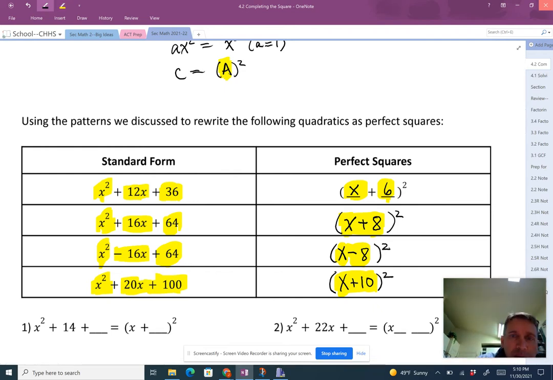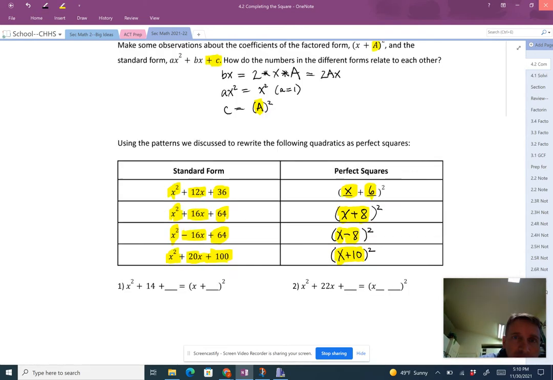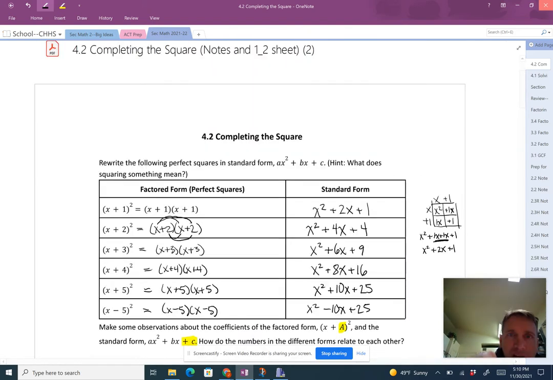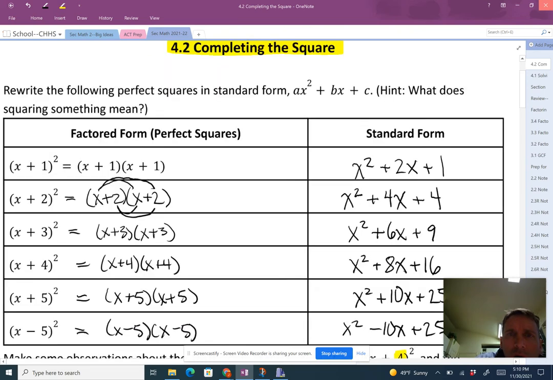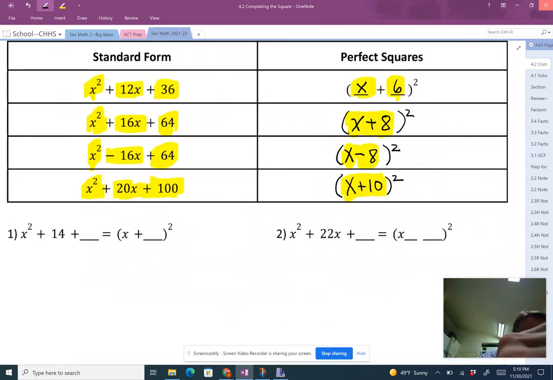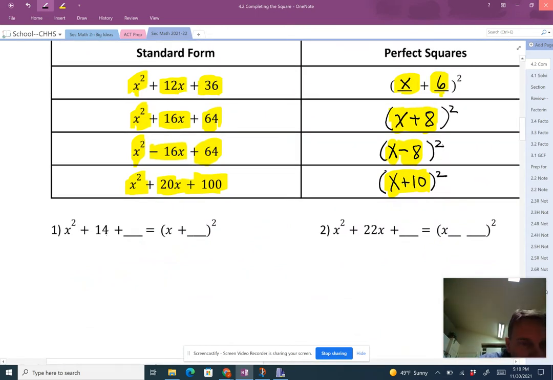All right, in this next exercise, you're going to practice doing what the title of this lesson is, completing the square. So if I have x squared plus 14x, what would I add to that to make it a perfect square trinomial? And so what I do is I take 14, divide by 2, which is 7, and then I take 7 squared, which is 49, and that's what I add. So I add 49 over here.